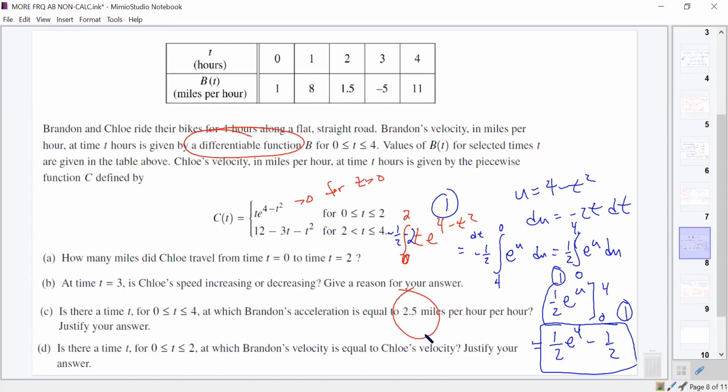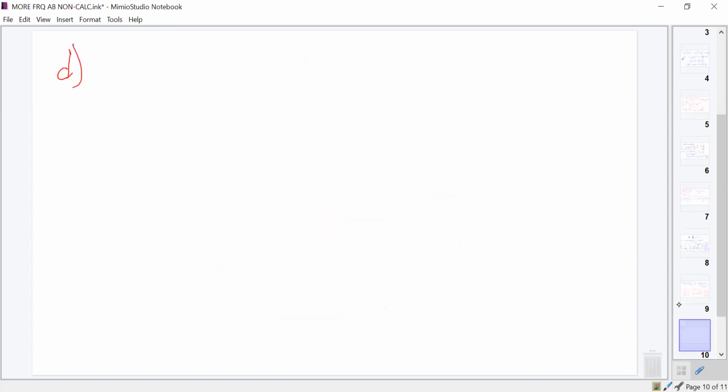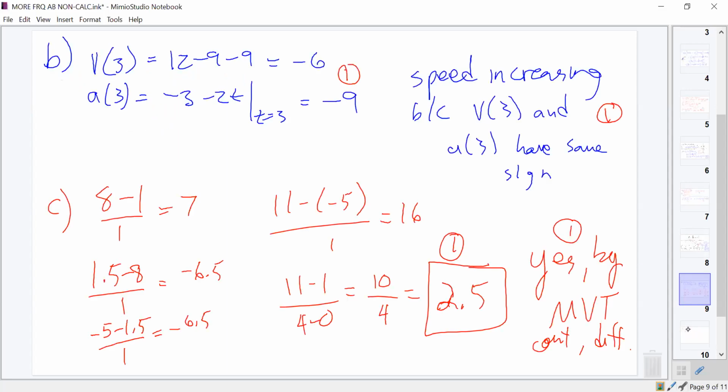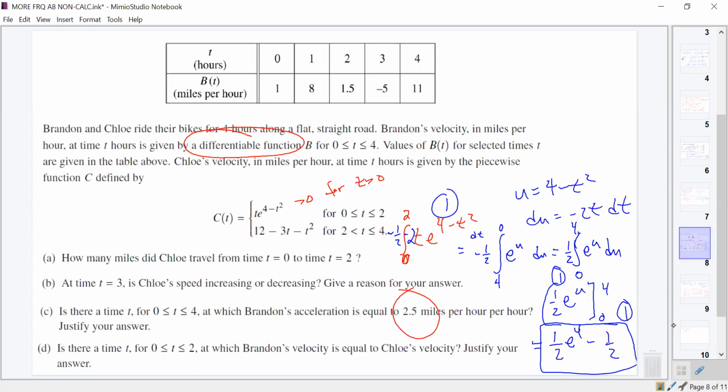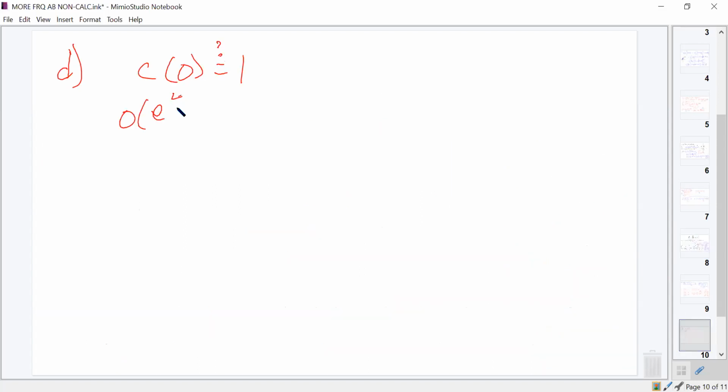So we only know a couple selected values of his. So we know that at 0, his velocity was 1. So if we plug in 0 here, let's see if C of 0 equals 1. Well, C of 0 is 0 times e to the, what is it, e to the 4th. That does not equal 1. So not at that time.